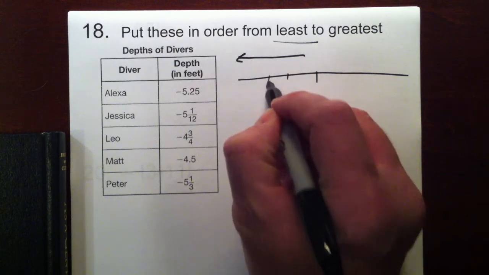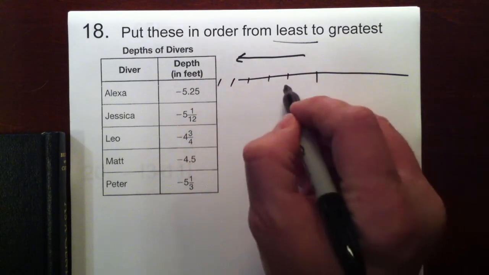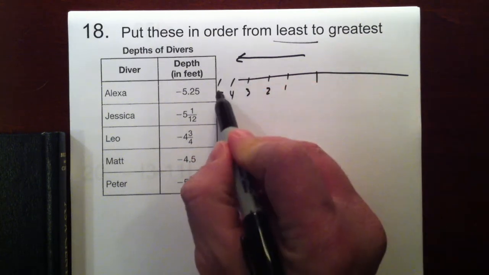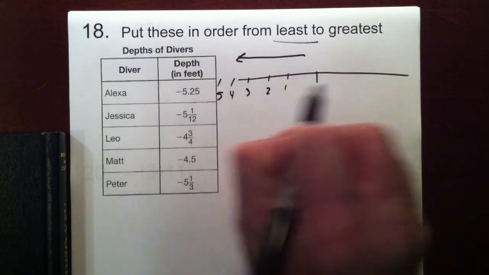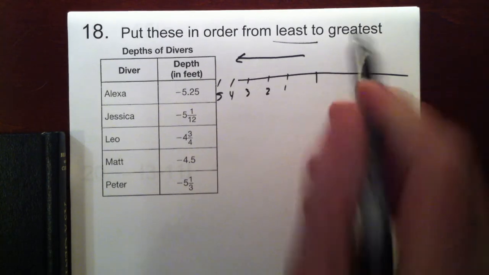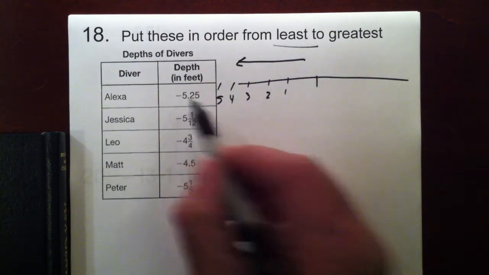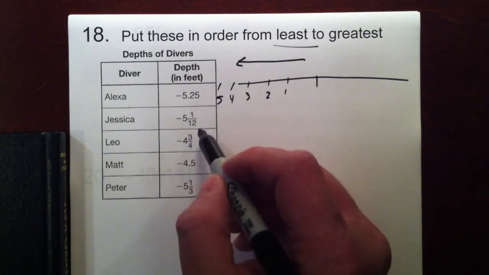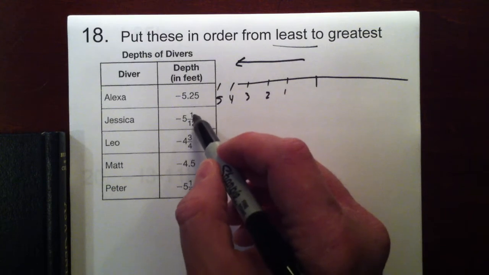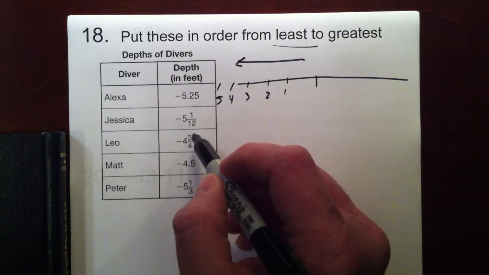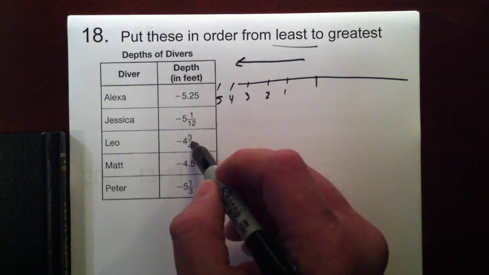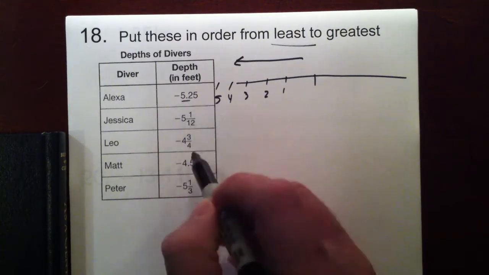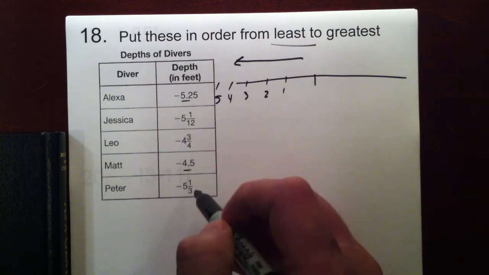And we have 1, 2, 3, 4, and 5. The ones further this way are going to be smaller or least, and the ones further this way are going to be greater. Well, negative 5.25 is already done for us, so we don't have to convert that. We might have to convert this fraction 1 over 12, and we might have to convert this fraction here, and this fraction here. This one's already done for us. So these two are done. We really just need to work on these.